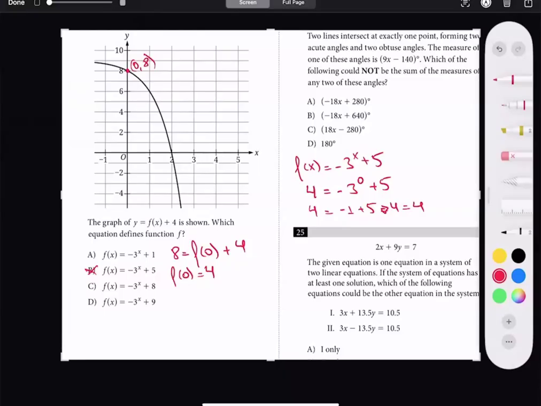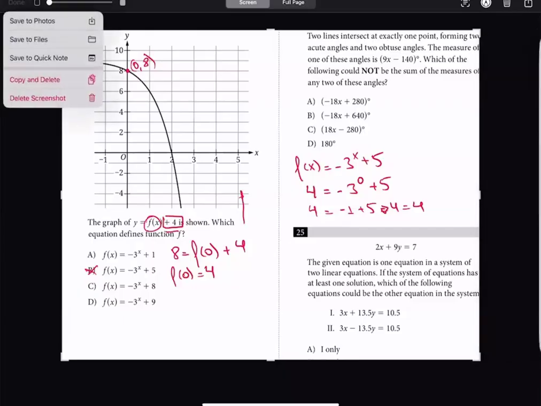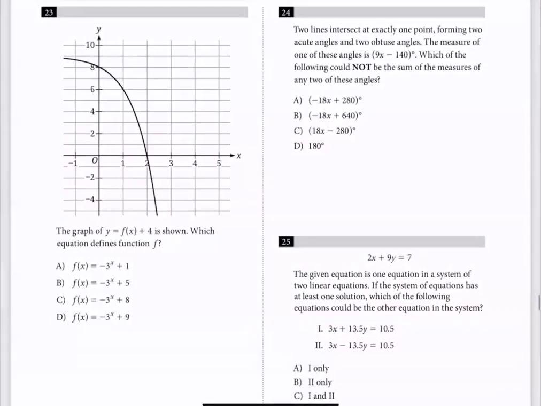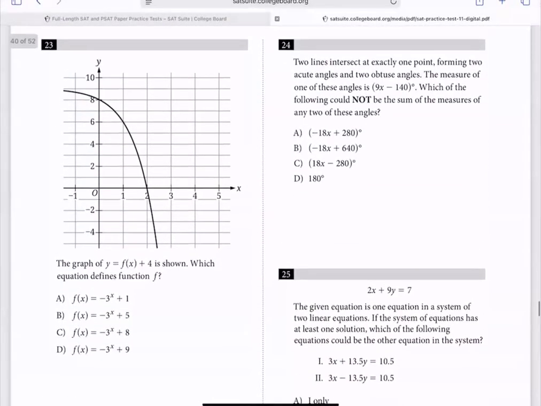Yes, you can do that. You can go for the graph. Yes, because plus 4, you have something plus 4, dislocated 4 up. Is that okay? Yeah, you can do that. 24.